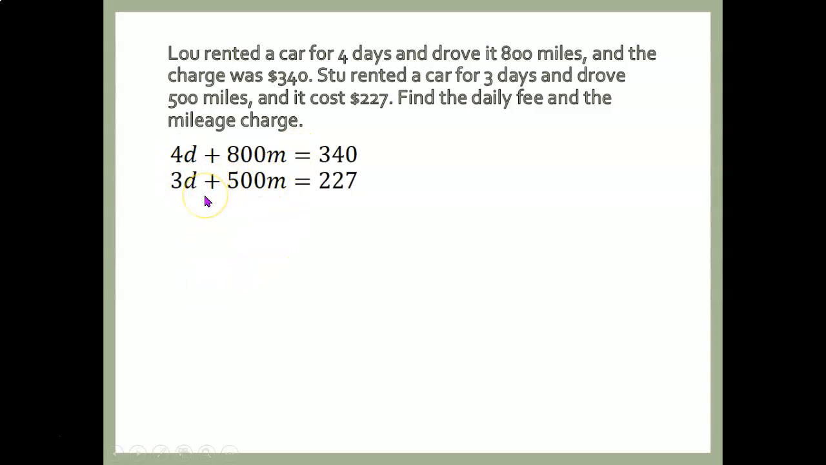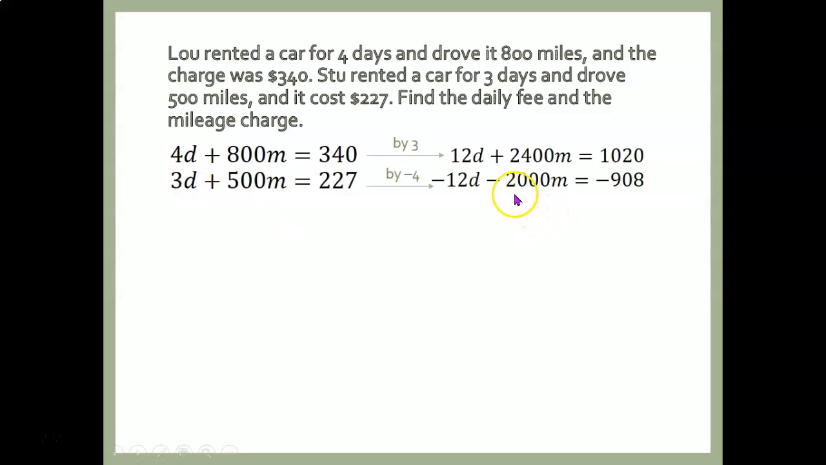Maybe the easiest way to do this is if we multiply the top equation by 3 to get a 12D here, and then we would want a negative 12D in the other equation. To get that, we'd have to multiply by negative 4. So I'm going to multiply the top equation by 3. That turns it into 12D plus 2400M equals 1020. And everything in the bottom equation gets multiplied by negative 4, which gives me negative 12D minus 2000M equals negative 908.